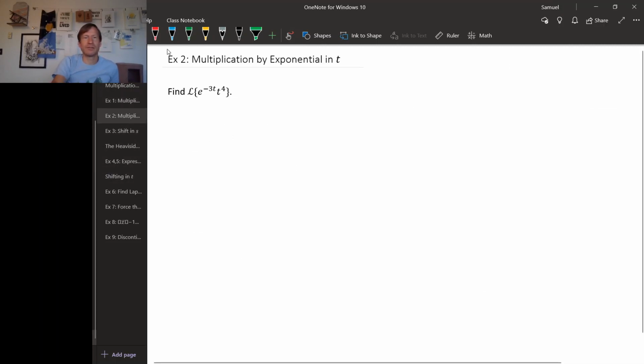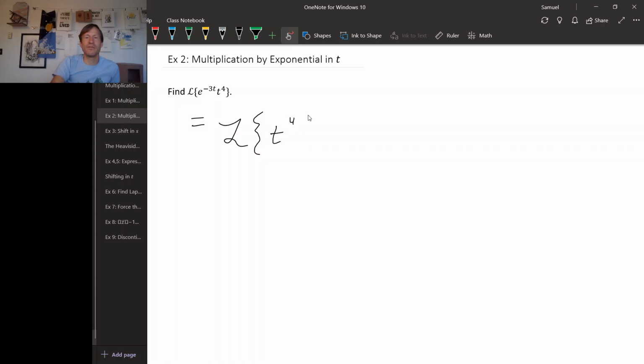So how about this one, the Laplace transform of e to the minus 3t times t to the 4th. Again, we have multiplication by an exponential here, so we just need to find the Laplace transform of t to the 4th, and then when we're done, replace s with s minus the coefficient in the exponential, which is minus 3. So this is really going to be a plus 3 because those minuses cancel.